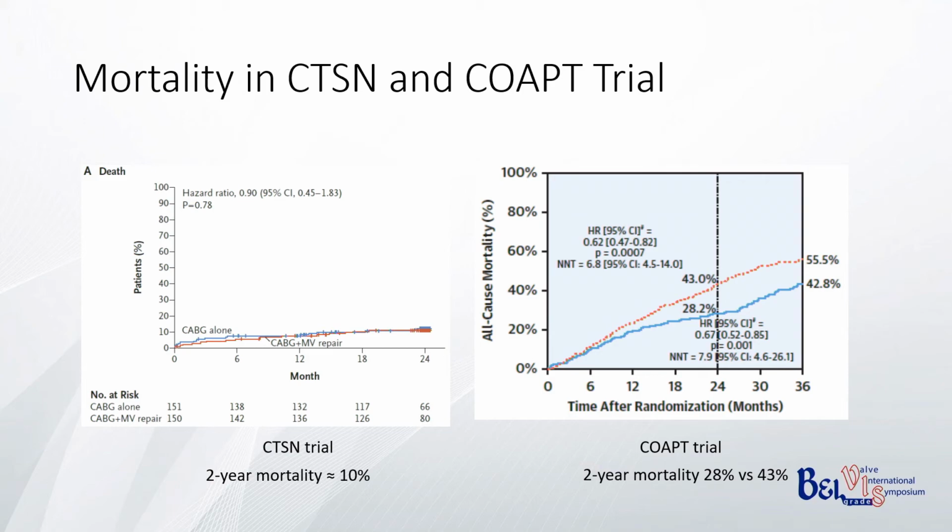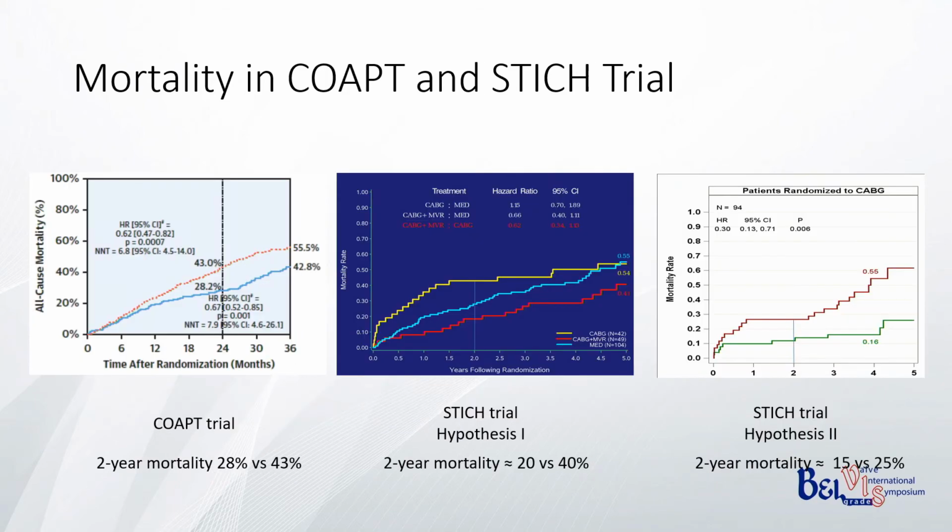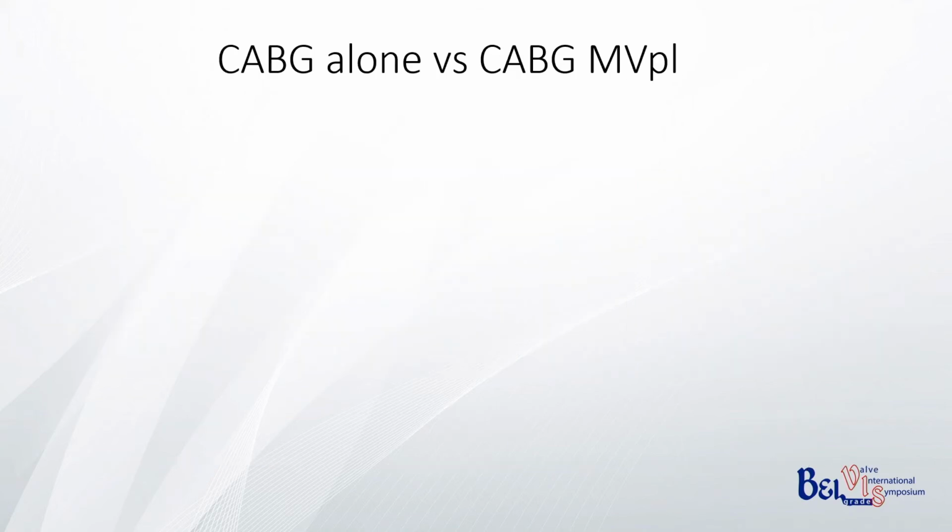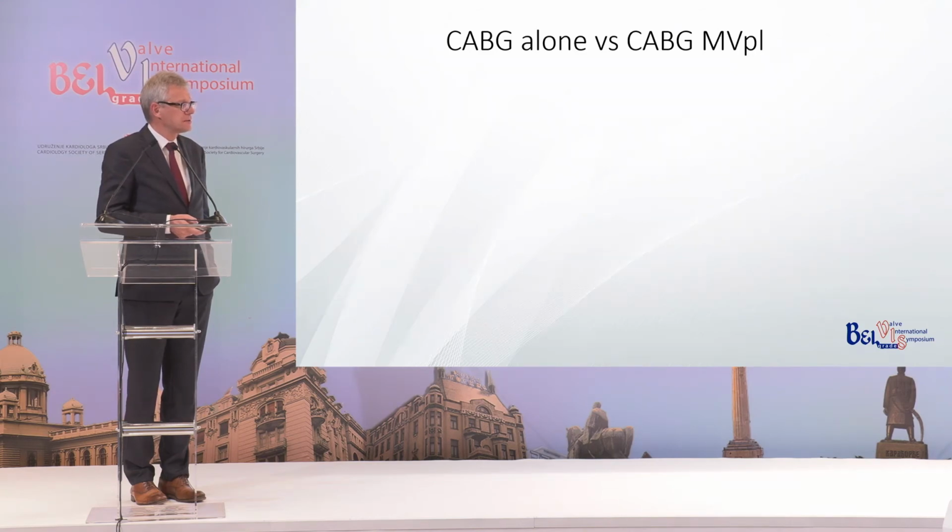Obviously, these populations are completely different. If you look at the mortality in the CTS net trial and COAPT trial, we are dealing with completely different patients and completely different populations. In fact, these patients from COAPT trial are closer to STITCH trial patients than the patients from the CTS net trial.